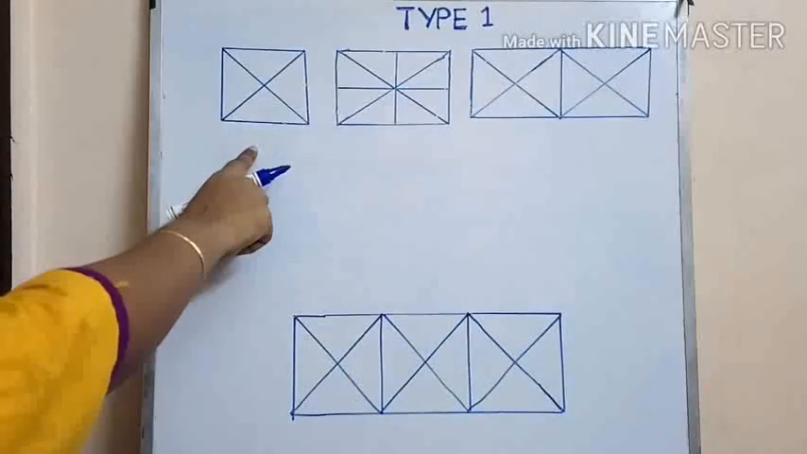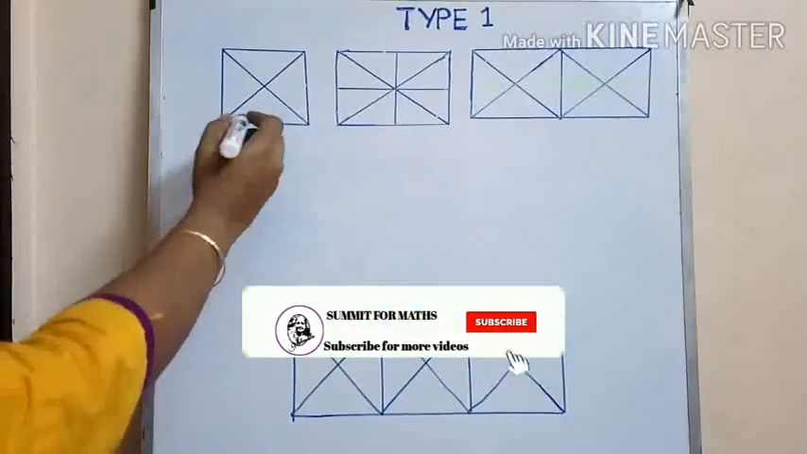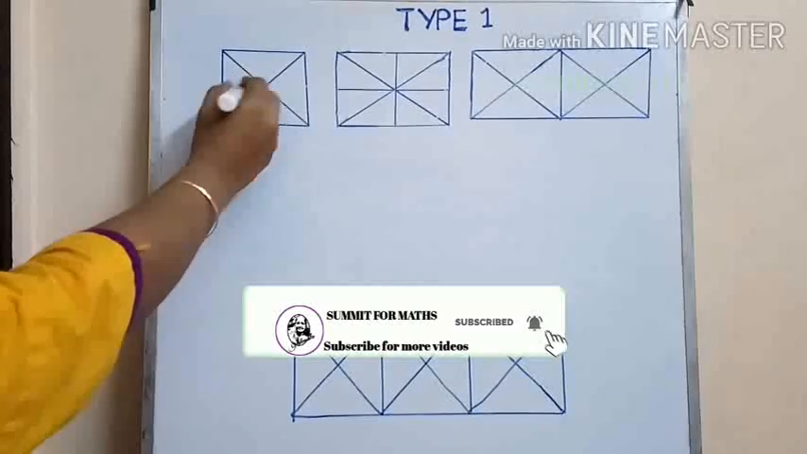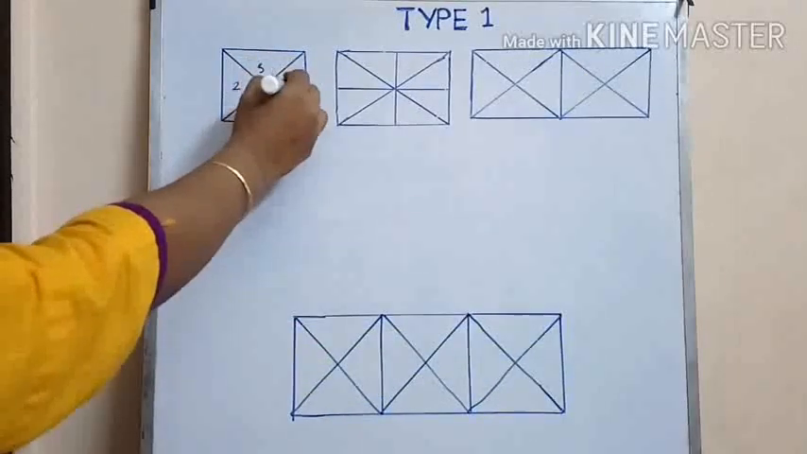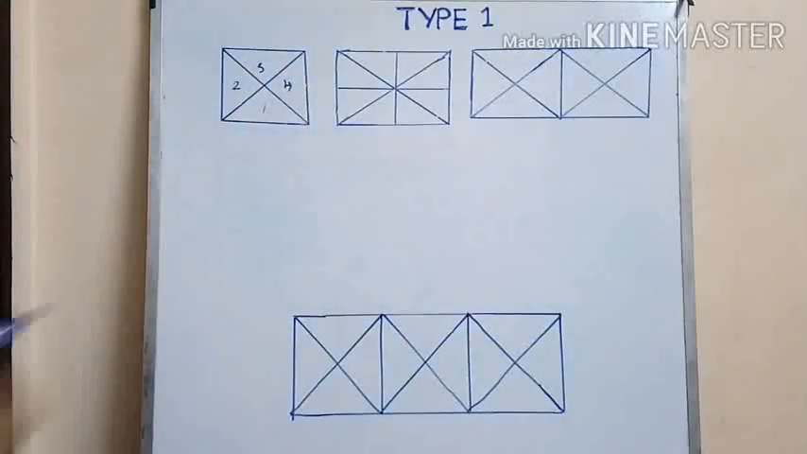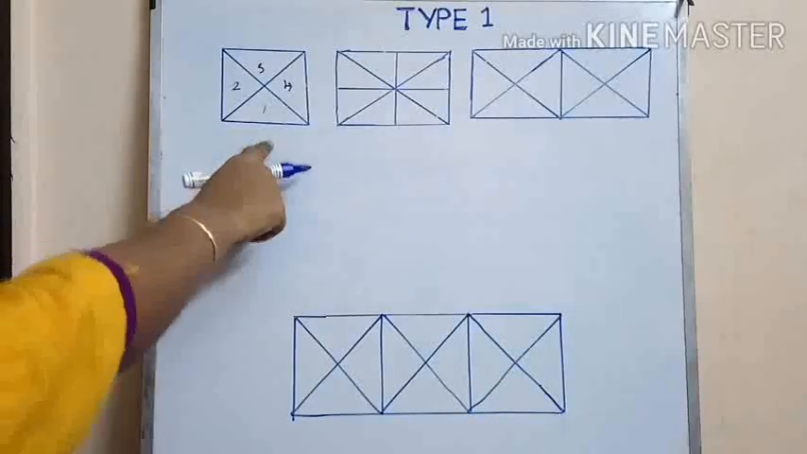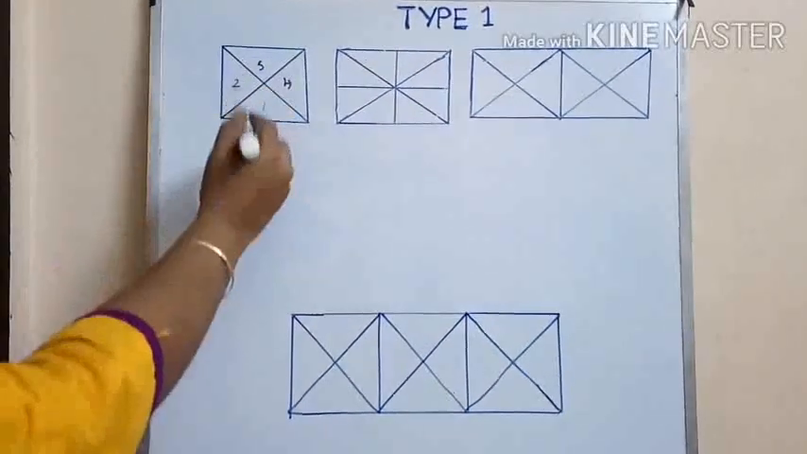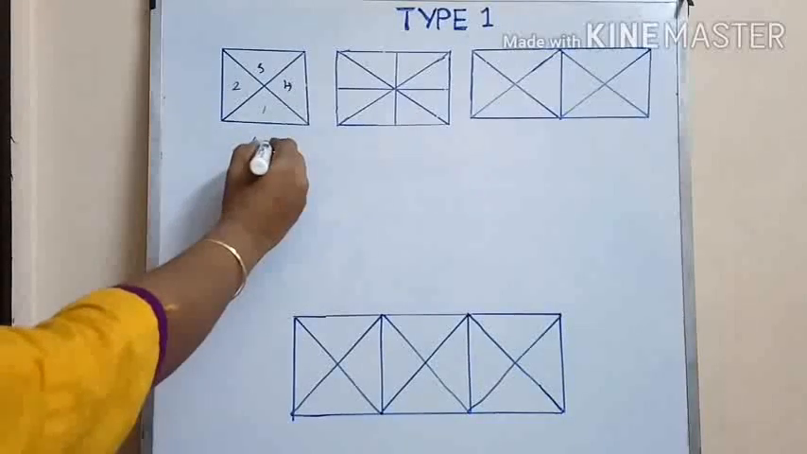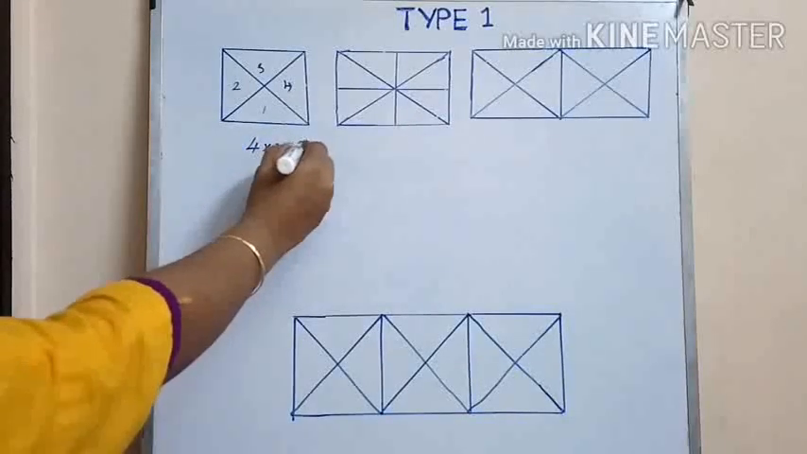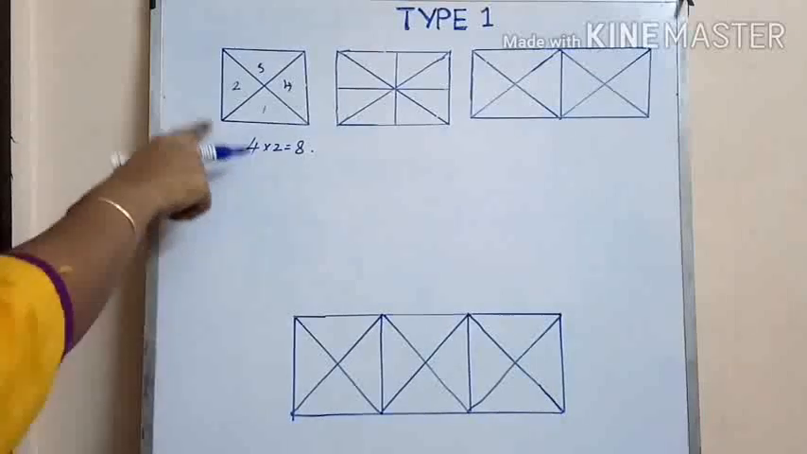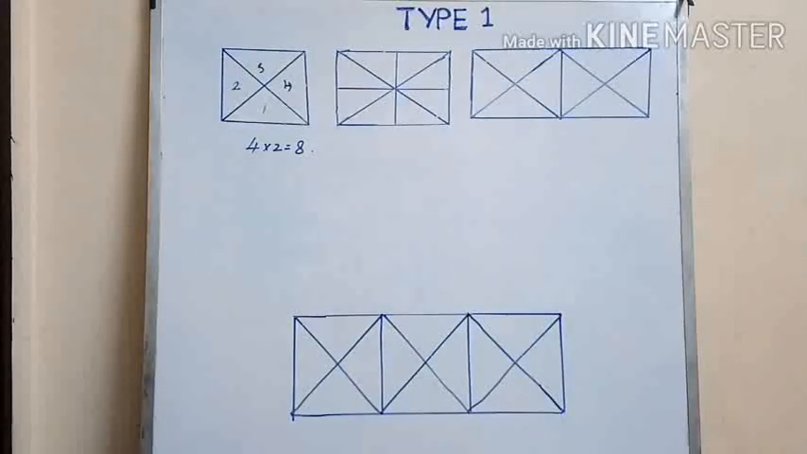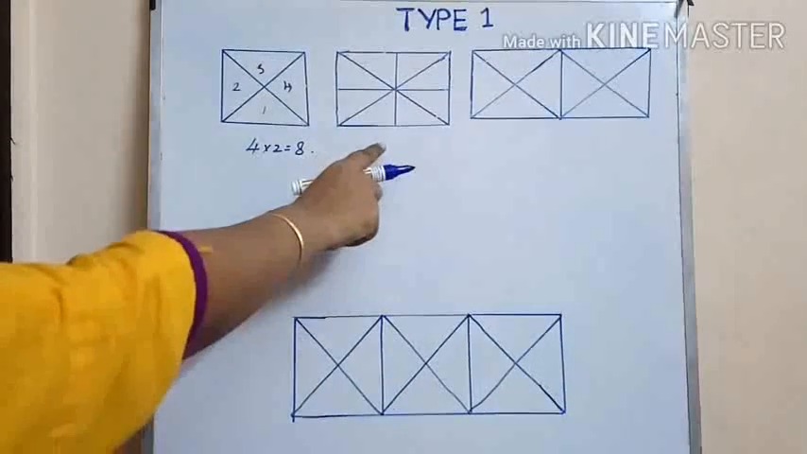In this square, we have 4 blocks of triangles. So, the number of triangles into number of diagonals will give you the total number of triangles. So we have 2 diagonals. So 4 into 2 will give you 8. The total number of triangles here is 8.